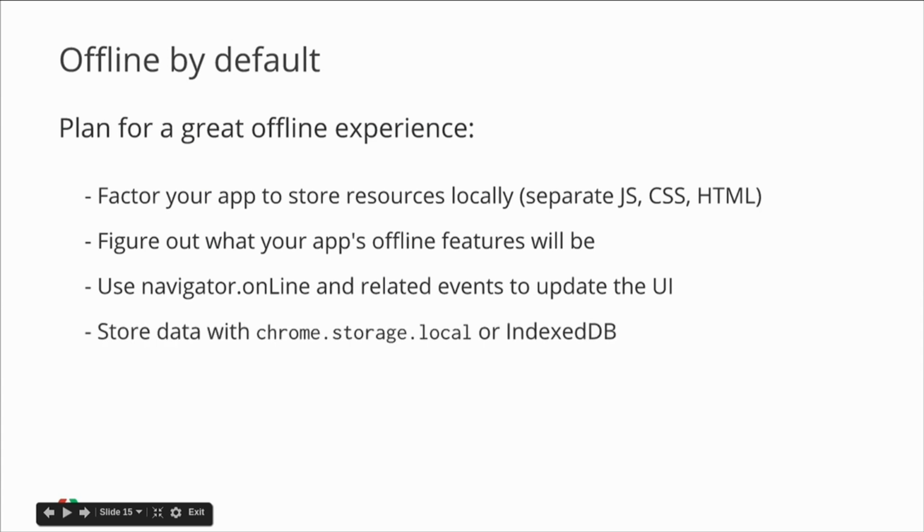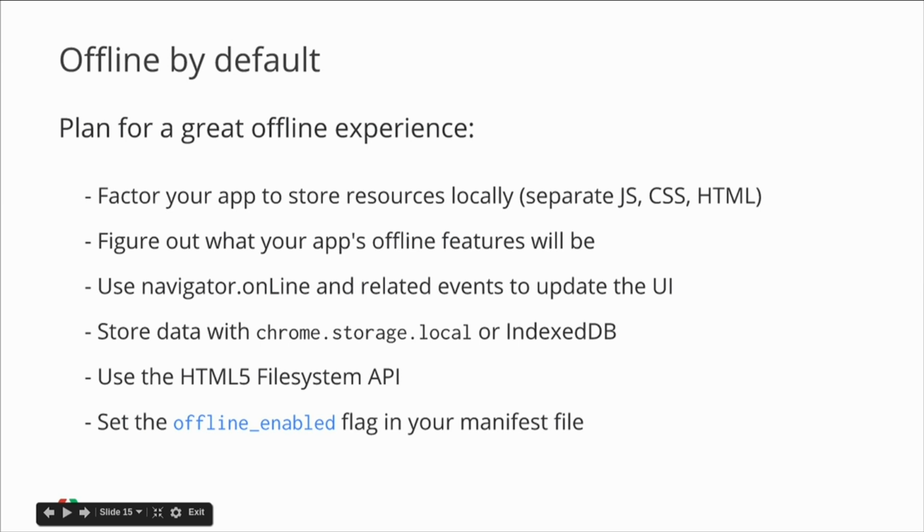Store data with things like Chrome Storage Local. In this case, it's an asynchronous API. You can use the HTML5 file system to do that. And in your manifest file, set the offline enabled flag. That way, in the Chrome Web Store, users can see, oh, this works offline, a little treatment that we give it in the store.